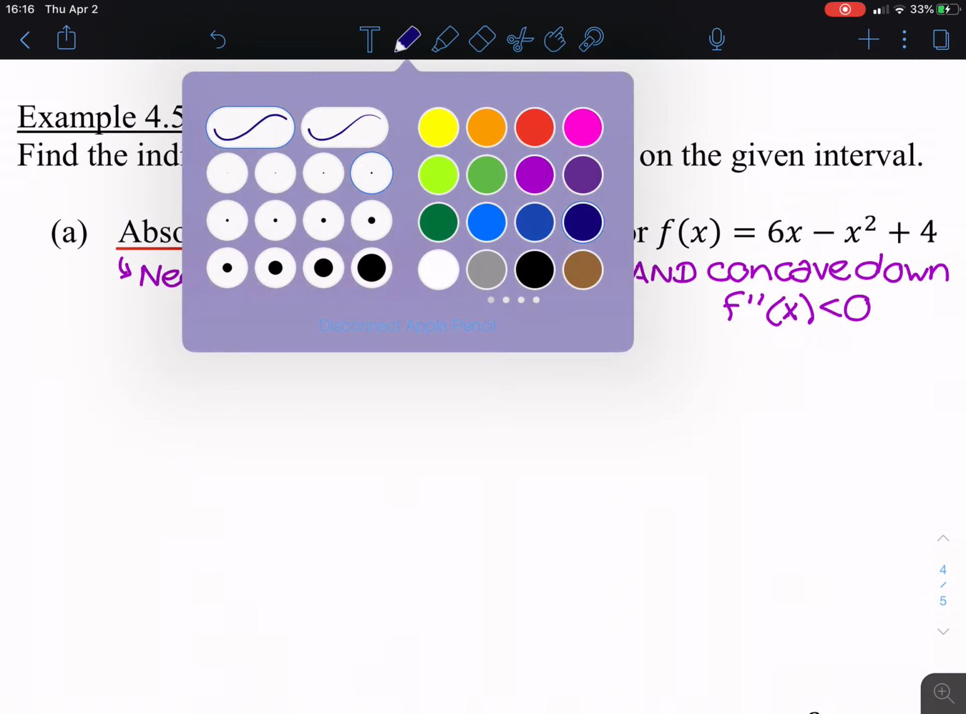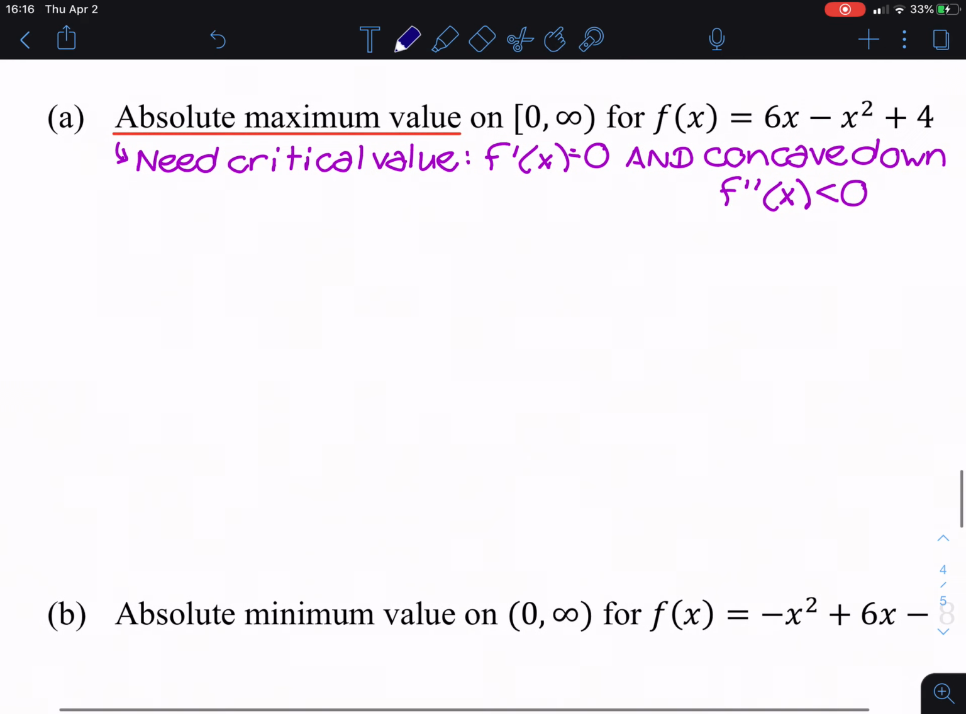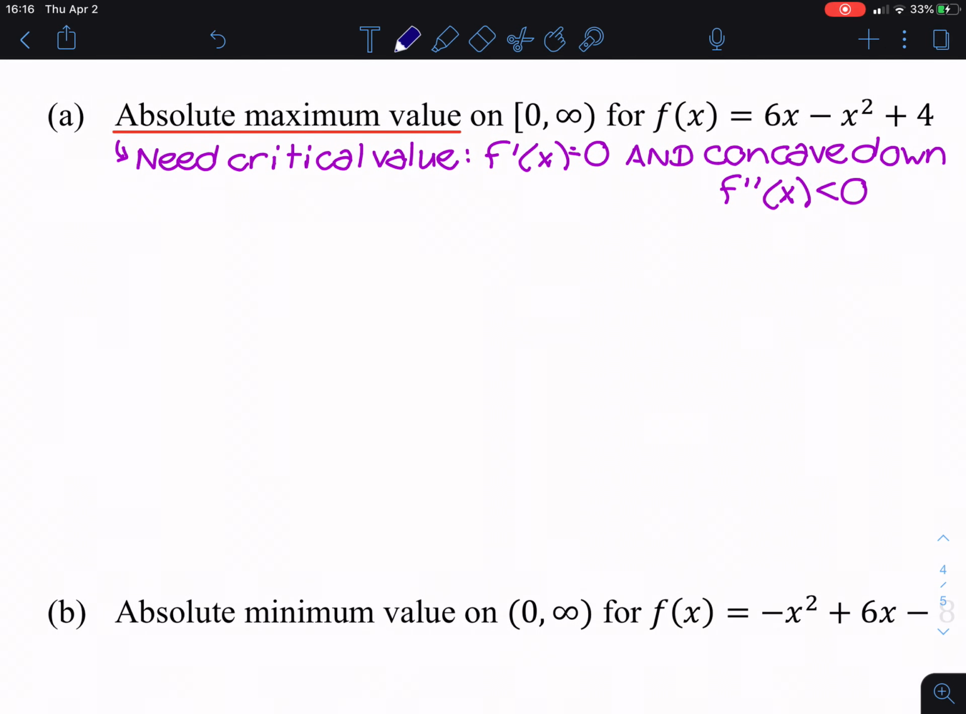All right, so the first thing we're going to do is find the first derivative so we can find our critical values. The derivative of f of x is going to be 6 minus 2x, and then the derivative of 4 is 0. So the derivative is 6 minus 2x. I can factor the 2 out, and this becomes 3 minus x. And my critical value in this case is going to be x equals 3.